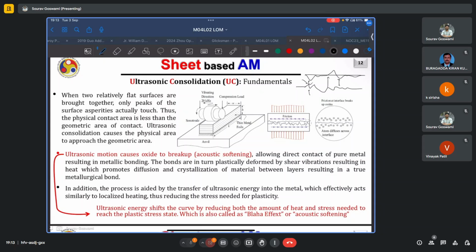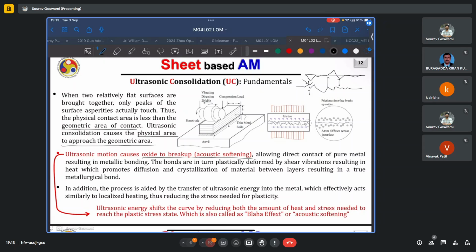Thus, your actual area of contact is much lower than the geometric area of contact. Ultrasonic consolidation causes the physical area of contact, or the actual area of contact, to approach this geometric area under the combined action of the normal forces and the ultrasonic waves. Ultrasonic motion causes the surface oxides to break up, also as an effect of acoustic softening, which allows the direct contact of pure metal, resulting in metallic bonding.